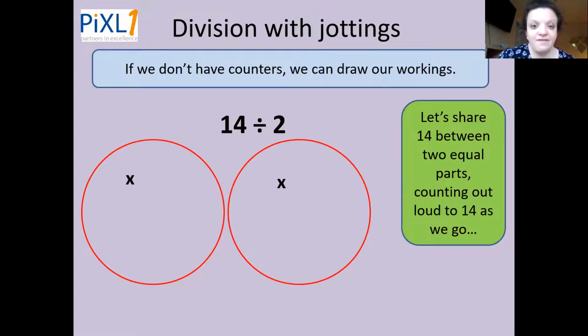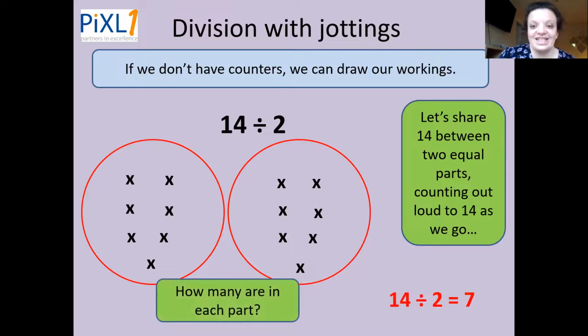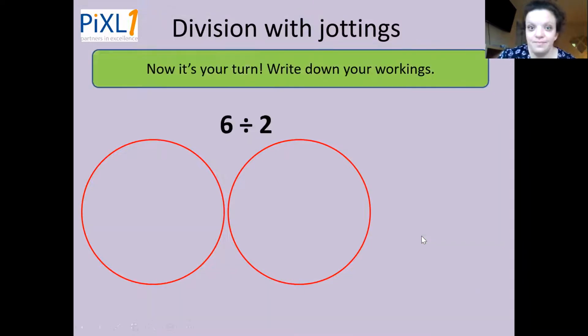Okay, well done. Let's see if you were right. So if we share them out one at a time like this, in each of them we get 7. So 14 divided by 2 is 7. And we also know that 7 times 2 is 14. Have a go. Draw 6 divided by 2. Use your knowledge of what times by 2 makes 6, and what two numbers add together to make 6. Off you go. Pause if you need to.